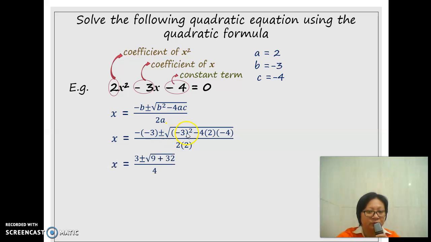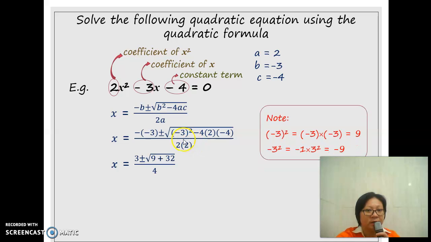Why? Because if you use brackets here, it means negative 3 times negative 3 equals 9. If you forgot the brackets here, it means like this, negative 3 squared, it means negative 1 times 3 squared, it means negative 9. This is the difference. That's why I need to put brackets around negative 3 here.